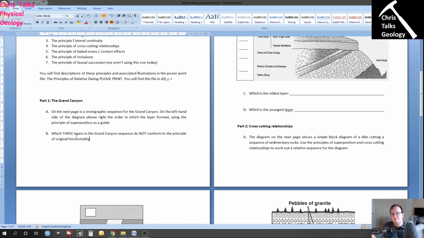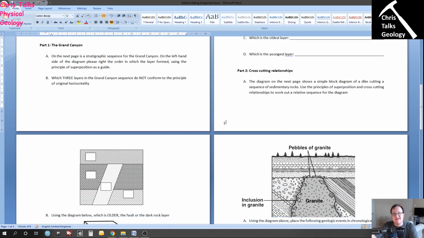You should know. Question C, which layer is the oldest? Question D, which layer is the youngest? So you're going to be using the principle of superposition for both of those. So part 1 is super duper easy. What about part 2? Could it possibly get easier?